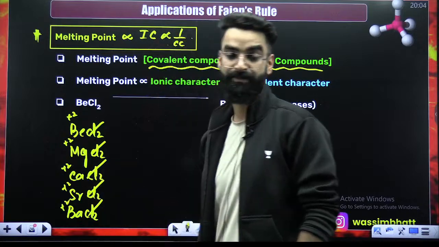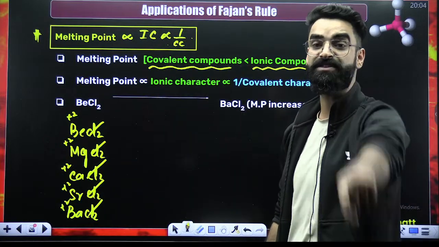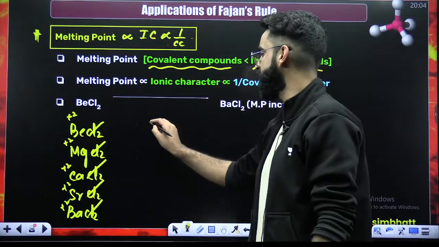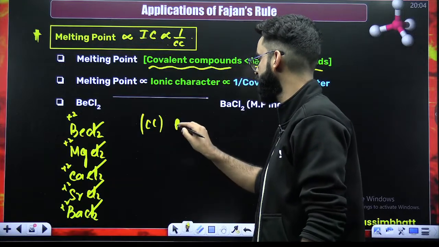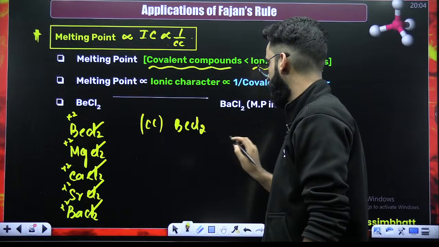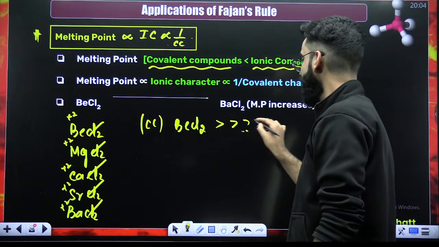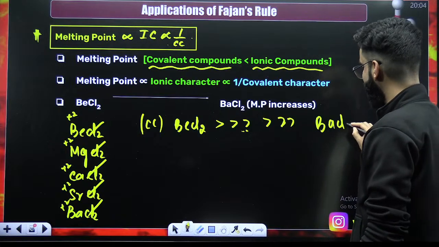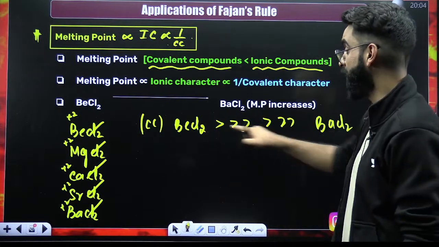So don't decide on the basis of charge of cation. Decide on the basis of size of cation. Lesser the size of cation, more the covalent character. So what is the order of covalent character? BeCl2 will be maximum covalent, followed by MgCl2, and at the end, I'll be writing BaCl2. This is the covalent character order.